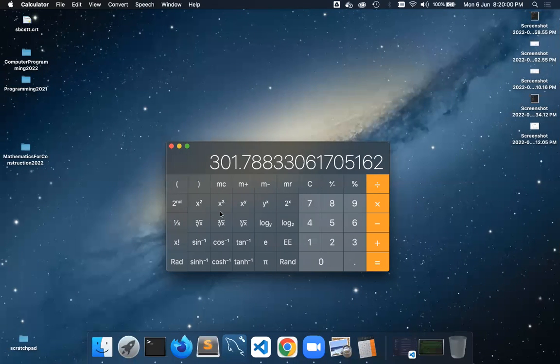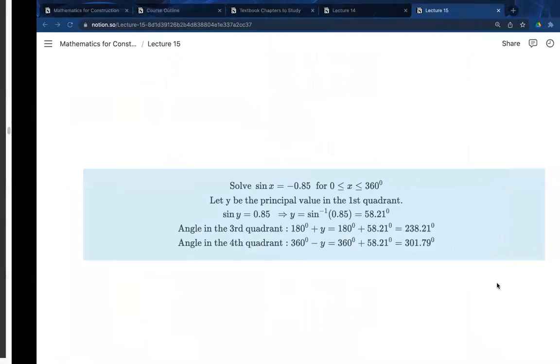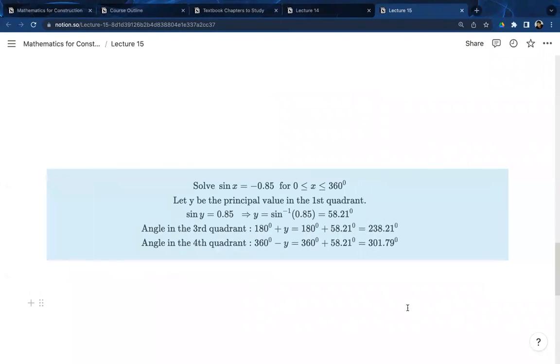Again, the calculator didn't give us this answer. We work out this answer, right? But if I find the sine of that, look, it's negative 0.85. You had to know which quadrant the angle is in. And you have to give an answer based on the domain that they tell you the answer is in. I cannot give negative answers for this problem because they say x is between 0 and 360. I have to give positive angles.